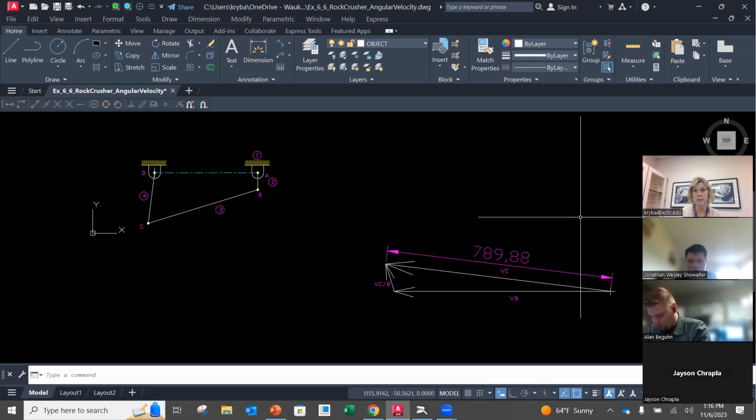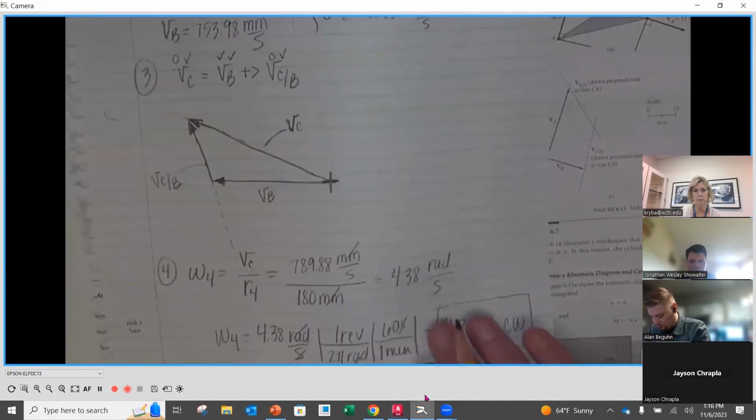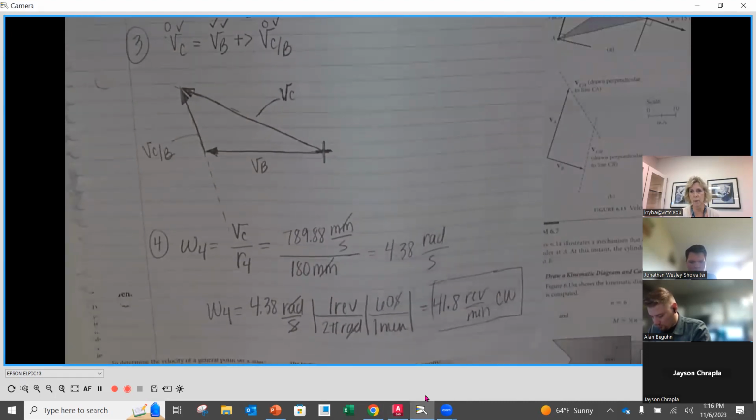Okay. Once we had the velocity of C, we then could calculate the rotational speed of link number 4. And that's what we did in our final step, using and rearranging that base equation relating the straight line velocities and angular velocities. W4 is equal to the velocity of C divided by that distance that C is away from the center of rotation. Okay. And then converting it into RPMs and identifying the direction of rotation, clockwise in this case.